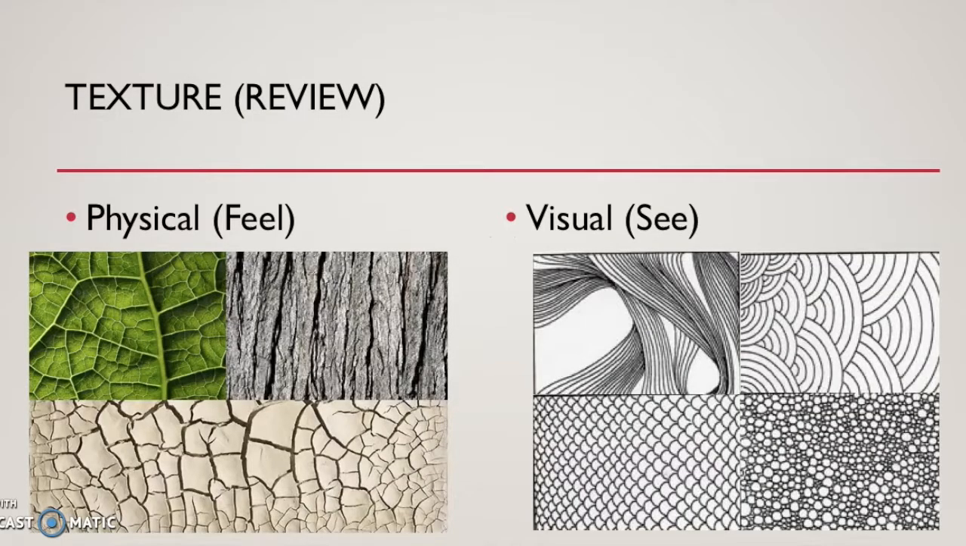Now this is a little bit of review since we just finished a project about texture, but again there are two different types of texture. There's the physical texture and the visual texture. The project that we just finished was involving the visual texture, where we were drawing what the animals that we chose would actually look like visually. This project that we're starting next is all about physical texture, so we are actually going to be able to feel the texture within our project.